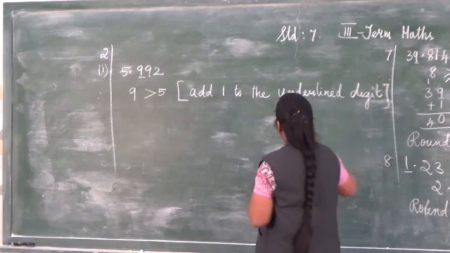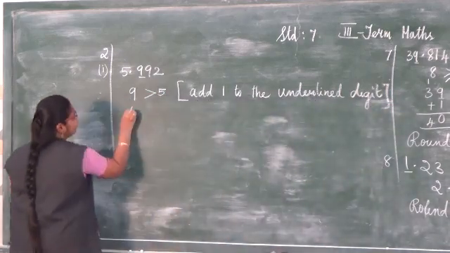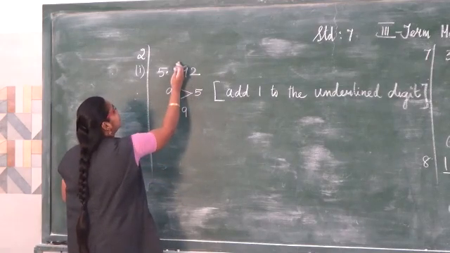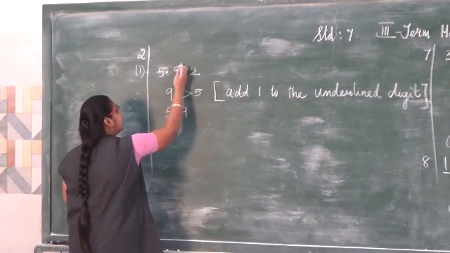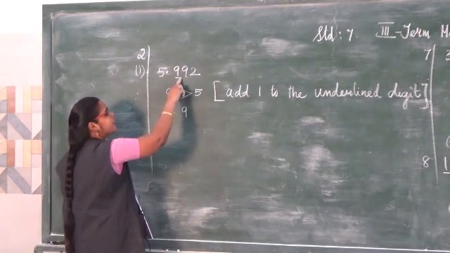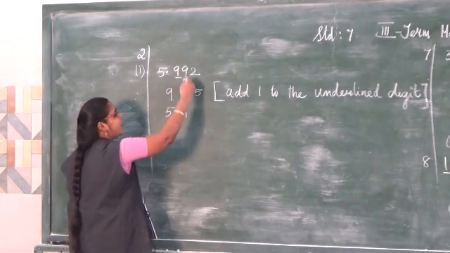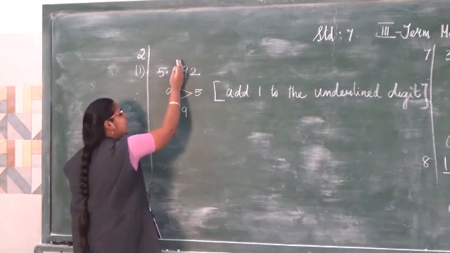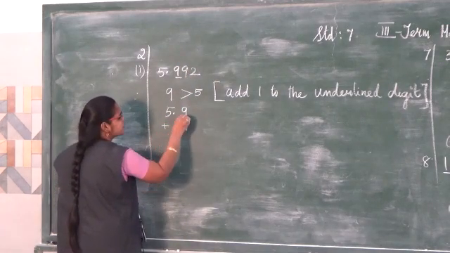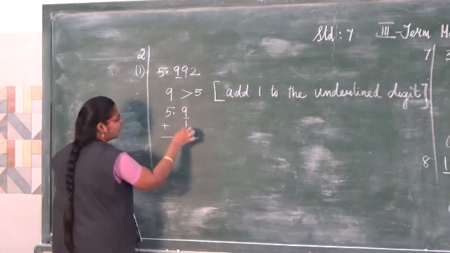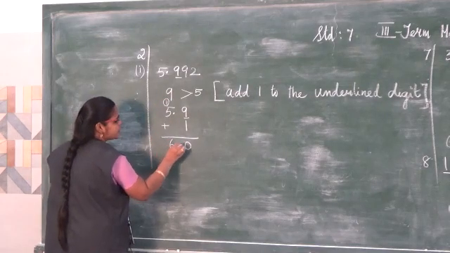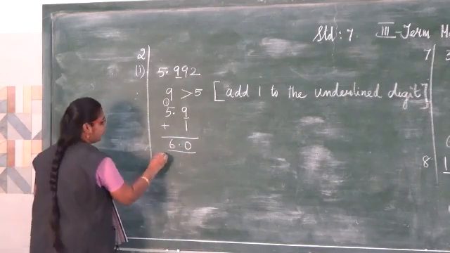If you are adding 1 to the underlined digit, 5.9, here we have to leave off all the remaining things. That is the next condition. Whatever we have underlined, we should not take, after writing this we have to leave off the remaining things. We are adding 1 to the underlined digit. 9 plus 1 is 10, so 1 carries and we get 6.0.